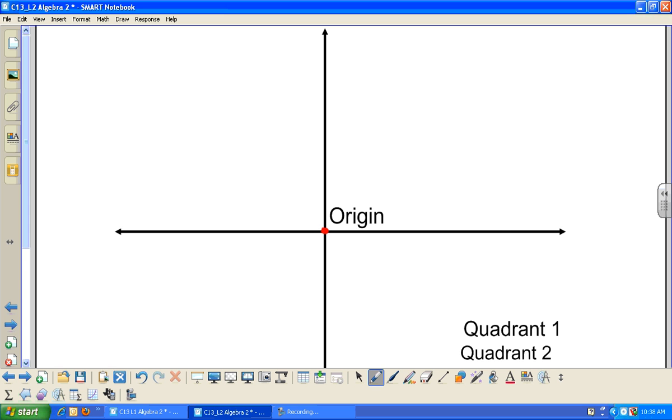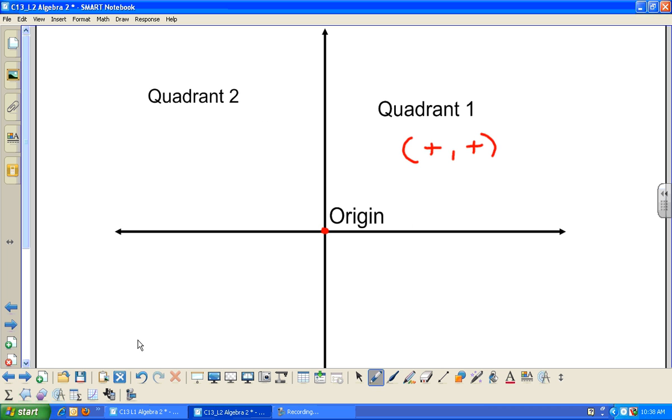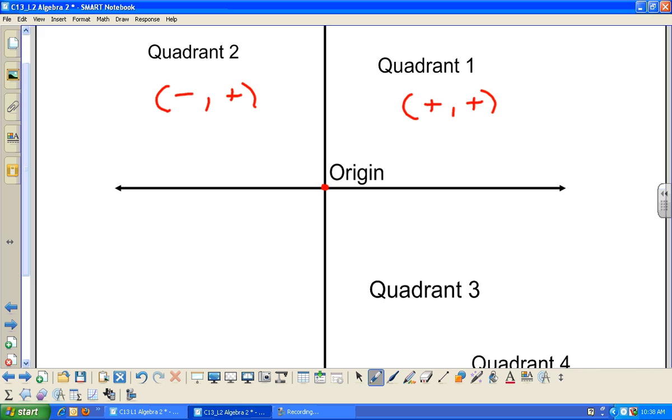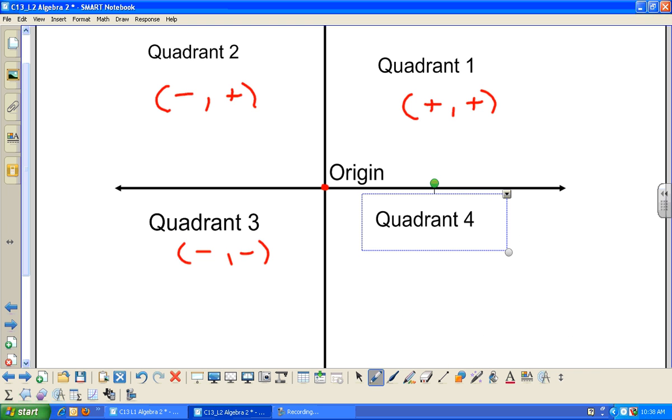Quadrant 1 is going to be when X is positive and Y is positive. Quadrant 2, moving counterclockwise, is when X is negative and Y is positive. Quadrant 3 is when both X and Y are negative. And quadrant 4 is when X is positive and Y is negative.